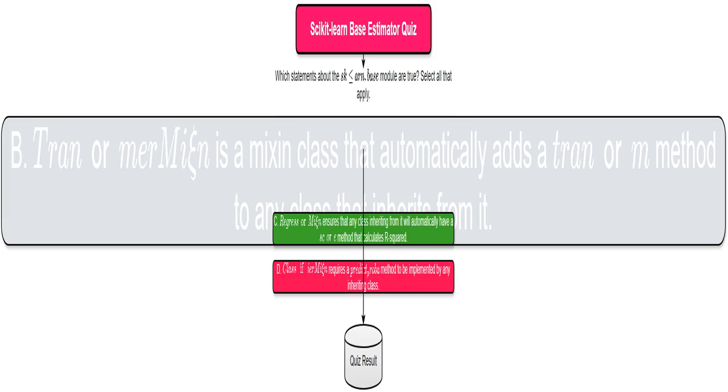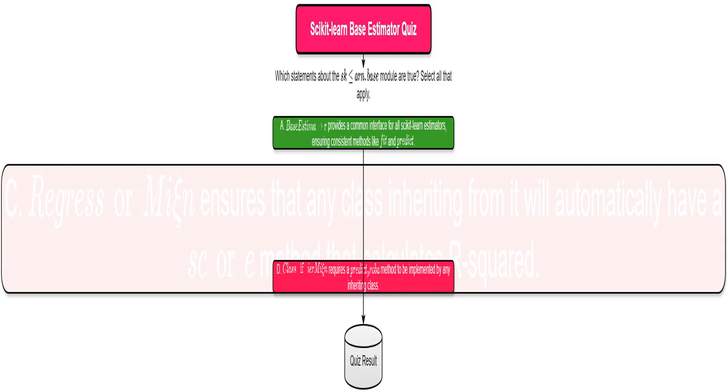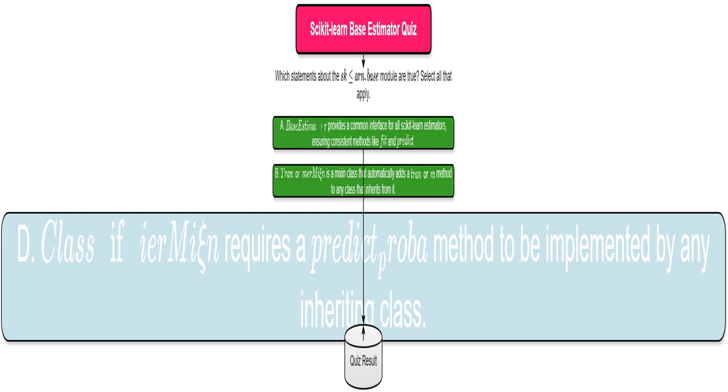This is about TransformerMixin. It tests if you know that this mixin automatically adds the transform method, allowing for feature transformations in machine learning. It's an important tool for data preprocessing. This is about RegressorMixin. This statement checks whether you understand that the score method, which by default calculates R², a measure of how well a regression model fits the data, is added automatically to any class that inherits from RegressorMixin. This statement focuses on ClassifierMixin.